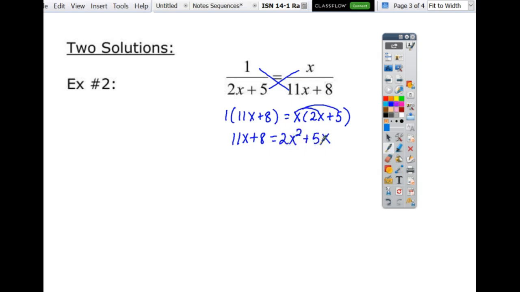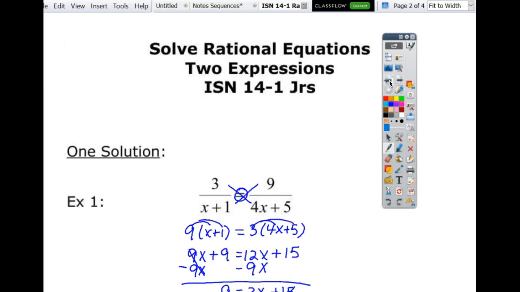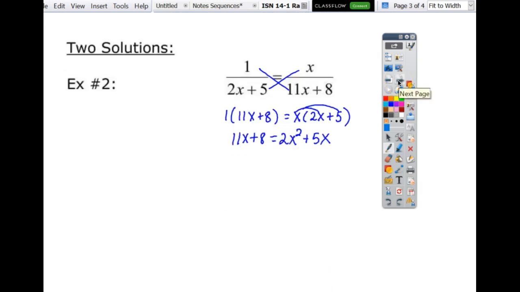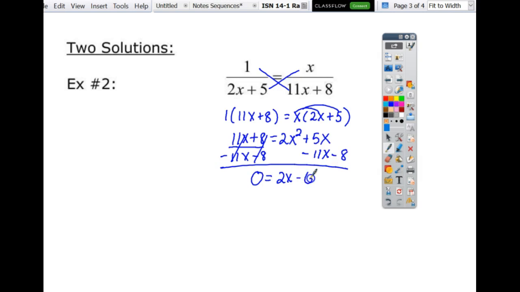Now, on the last equation, I just had x's. I didn't have any x squareds. But this time, I have an x squared. So to solve this, I have to move these to this side over here. So I'm going to subtract 11x and subtract 8. And these cancel out. And I get 2x squared minus 6x minus 8.